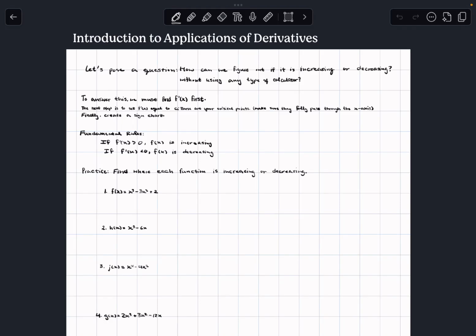Welcome back to Calculus 1, and this week we'll be talking about whether you can figure out if a function is increasing or decreasing without using any type of calculator. To answer this, we must find f prime of x first, the first derivative of f. The next step is to set f prime equal to 0.